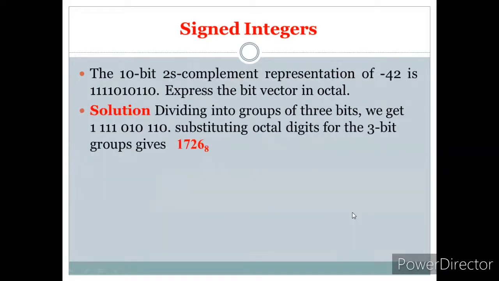Similarly, another example for the octal number is minus 42. When you convert minus 42 to 2's complement, we have 1 1 1 0 1 0 1 1 0. Make groups of 3 bits. We get 111, 010, 110, which is 1 7 2 6 to the base 8. In this way, we represent the number as an octal number. So we can easily convert a binary number to an octal number.